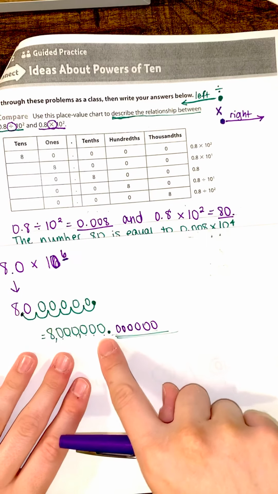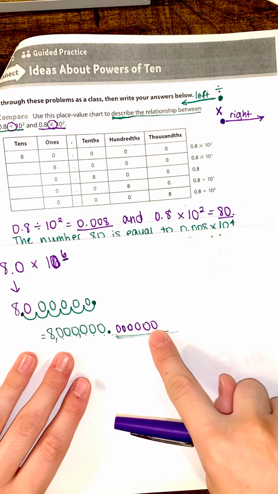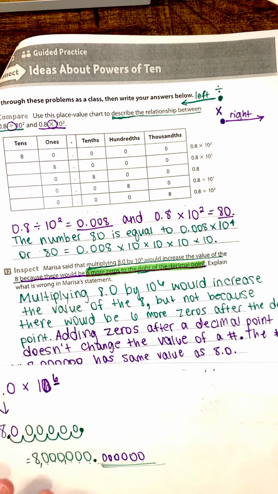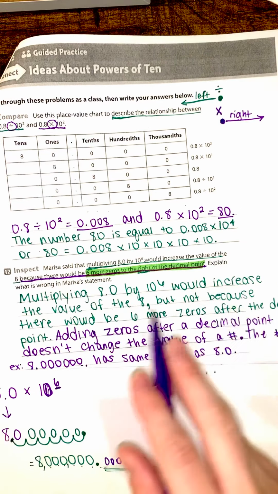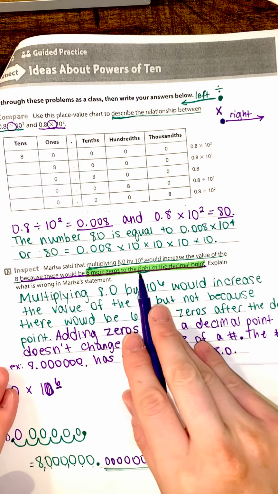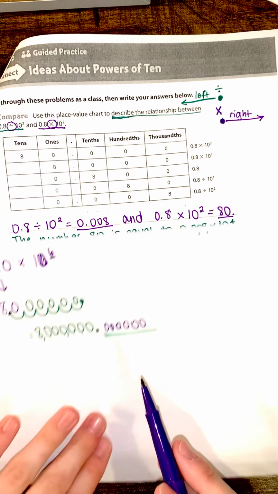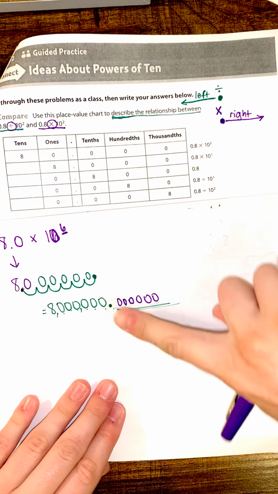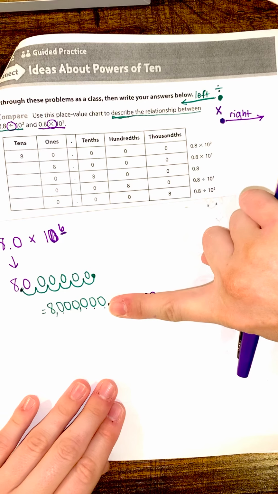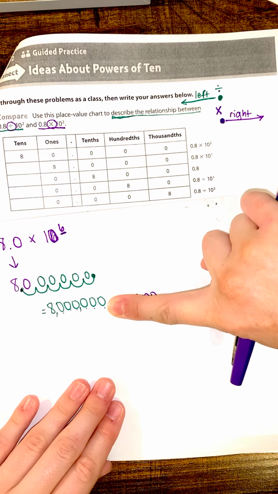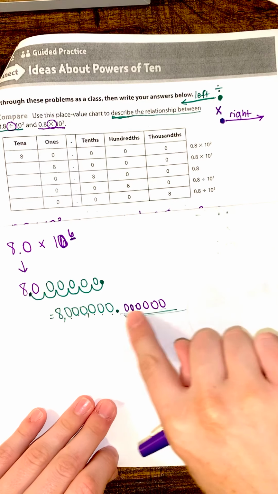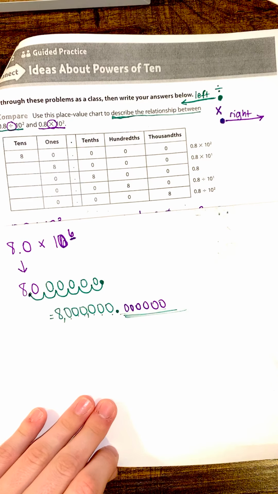Us adding zeros after our decimal point doesn't change the value of 8 million. It's still 8 million. So what Marissa was saying is that it will increase the value because there would be 6 more zeros to the right of the decimal point. Those 6 zeros do not do anything to the value. They're non-existent. It's still 8 million. So she was partly correct, but then again, she's saying it's because those zeros are there. So then again, she's wrong.